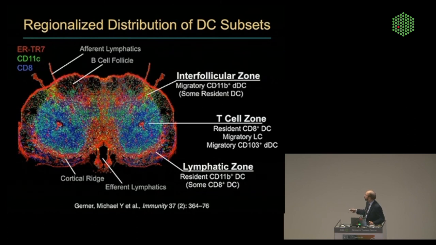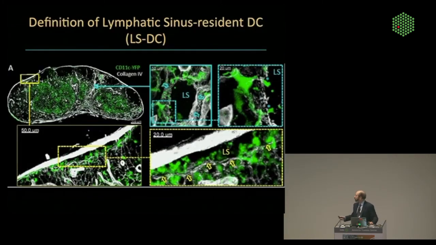If these are specialized for presenting antigen in a particular way, then they're going to talk to a subset of T cells differently than the ones that are in the middle, and we need to start taking account of that in the immune system. And so some of the dendritic cells that we characterize in that study actually are embedded in what's called the floor of the lymphatic sinus.